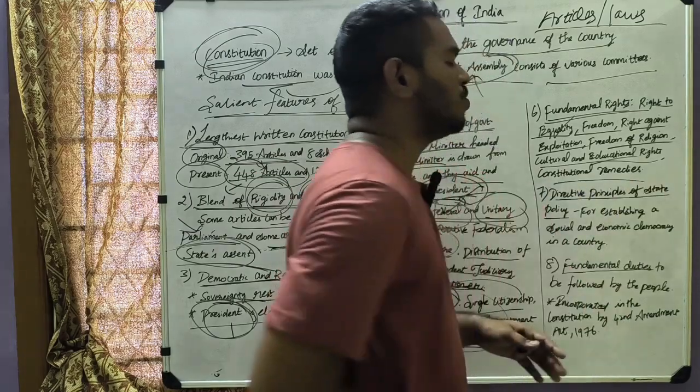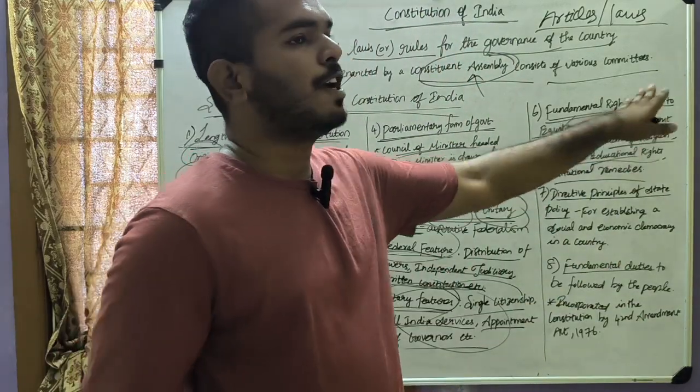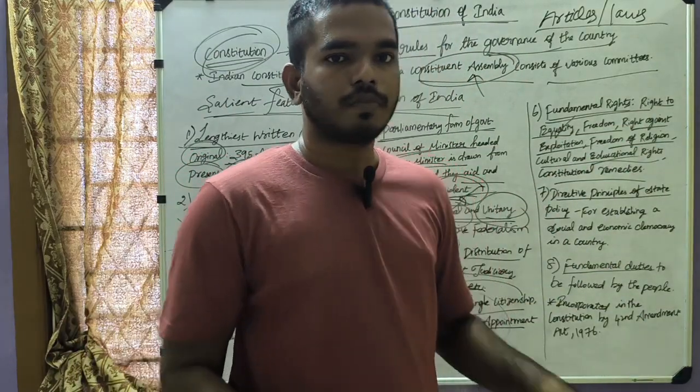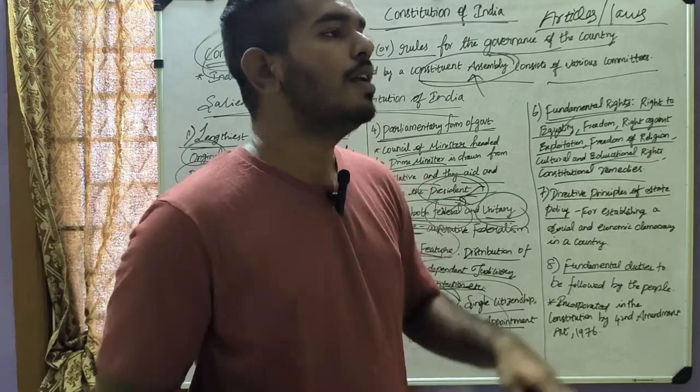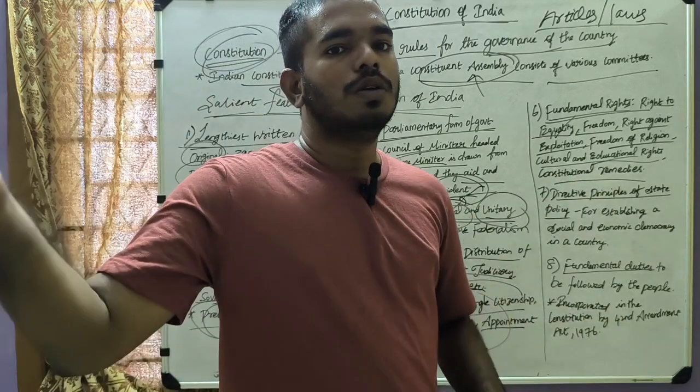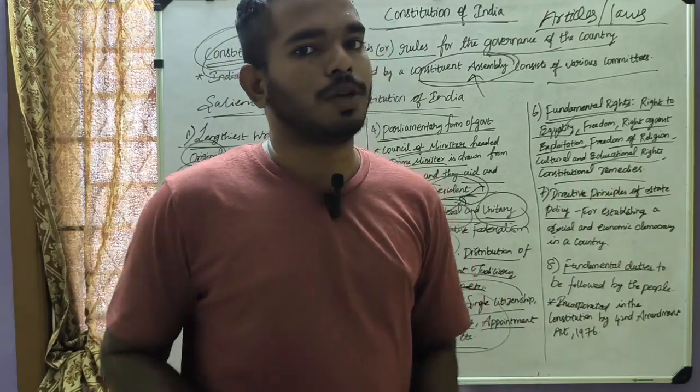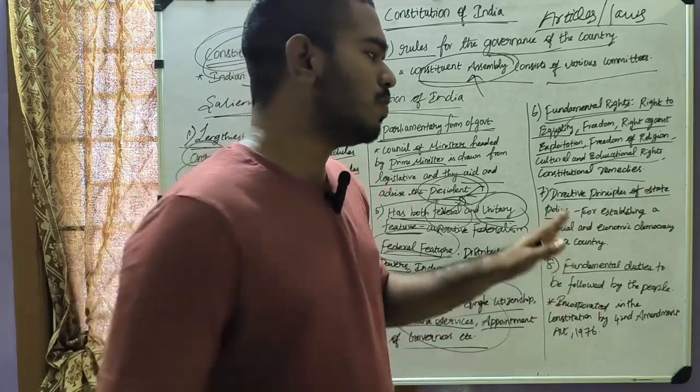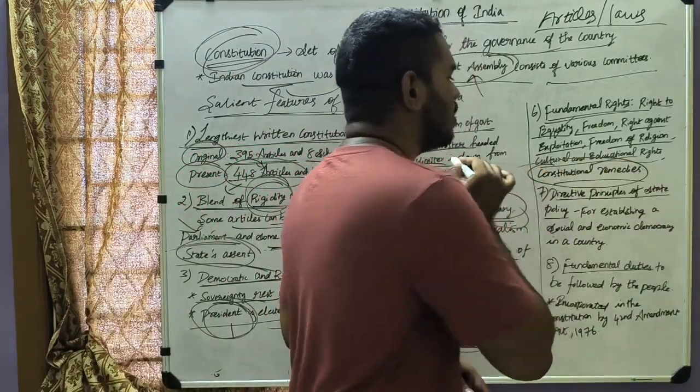Next is constitutional remedies. If any of these fundamental rights is abolished by the government, then the person can get justice from a court, justice from the judiciary. This is what is known as a constitutional remedy.